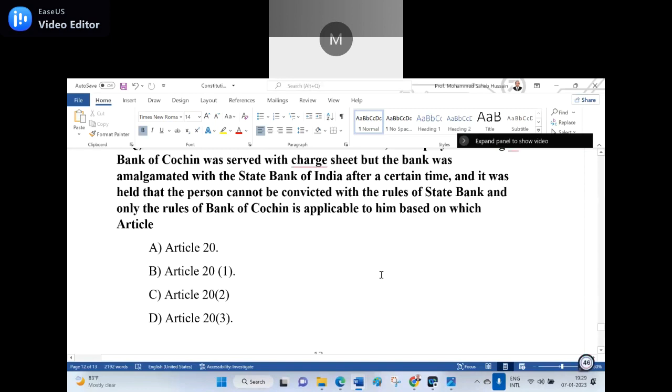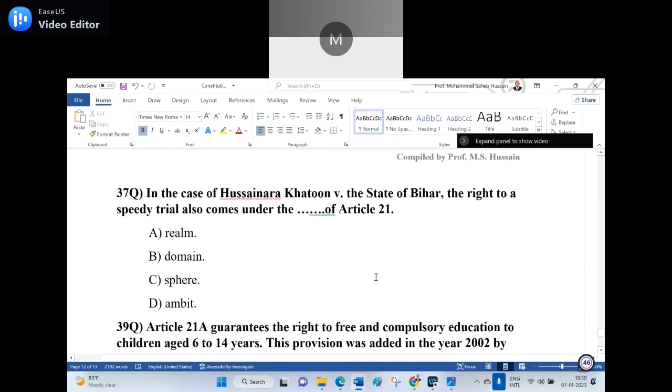When you committed a wrong on that day, whatever law was prevailing, that will hold good. When you compare Article 20 sub-article 2, a man cannot be put in jeopardy, meaning punished for the same offense twice. Article 20 sub-article 3 is concerned with self-incrimination: no one can be a witness for his own case.